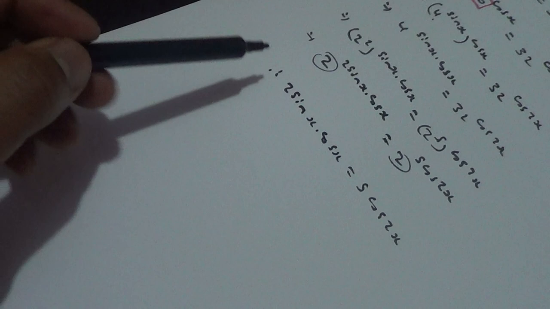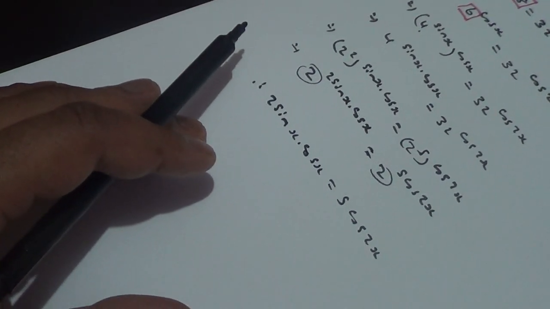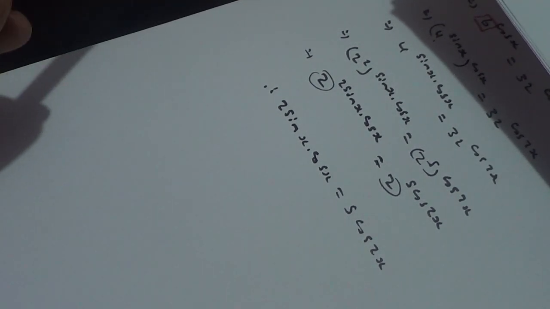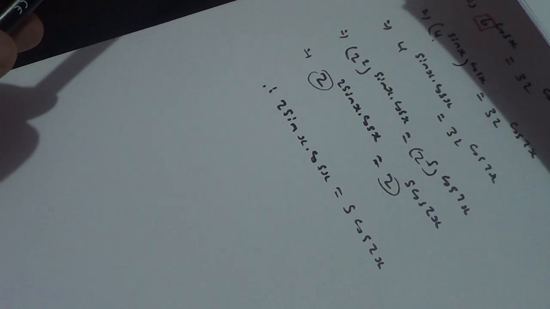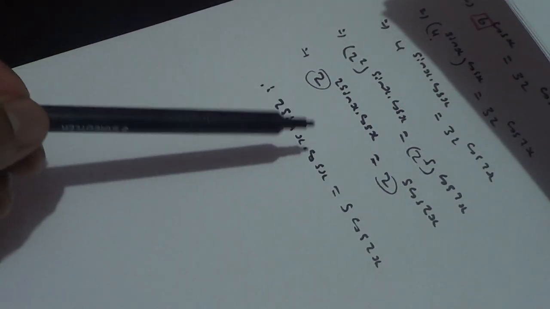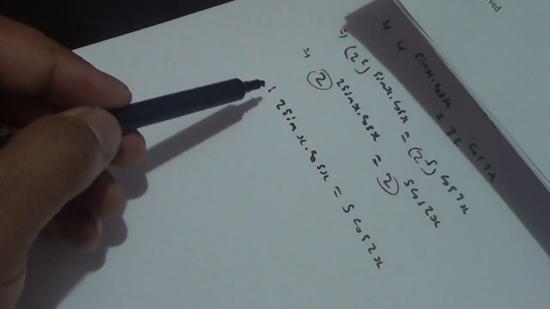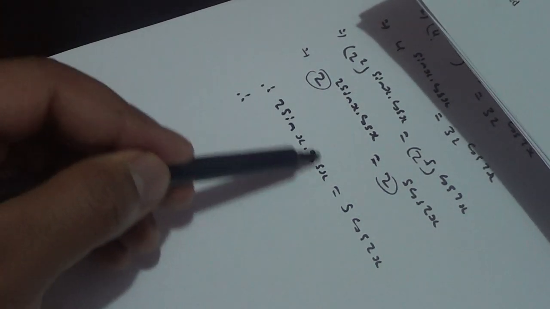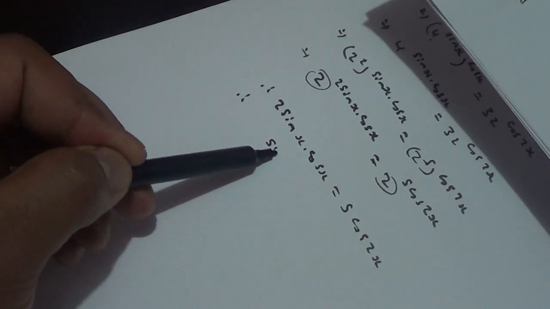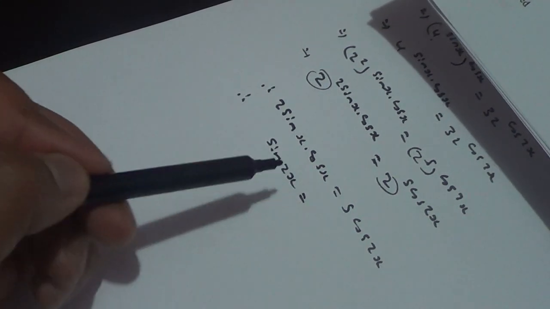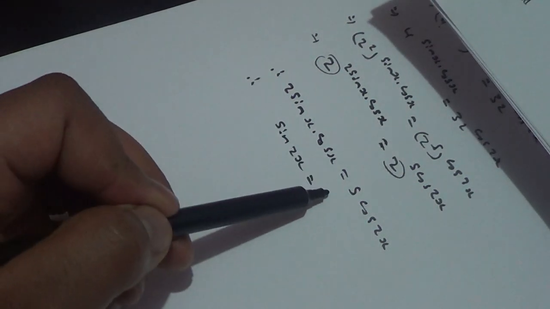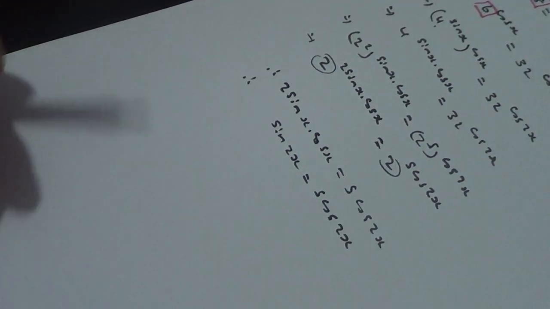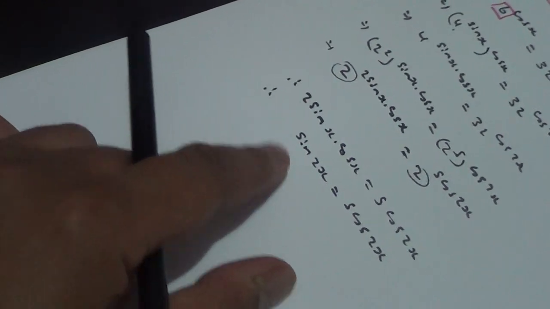Okay, great stuff. So that is fine. Now what do we want? We want tan of 2x. Of course, now you don't want to complicate your life here and start converting to identities. Just take this as it is. What is that? We reduce that to a double angle. This is the double angle of sine, isn't it? So this is sine 2x equals 5 cos 2x.